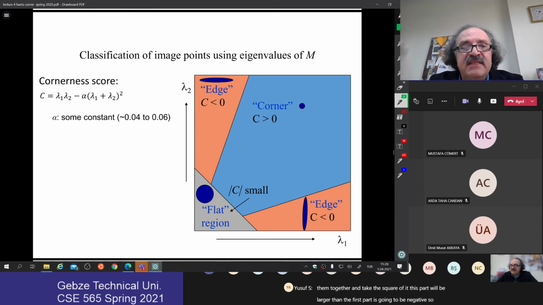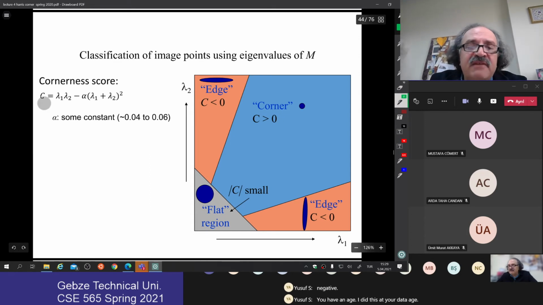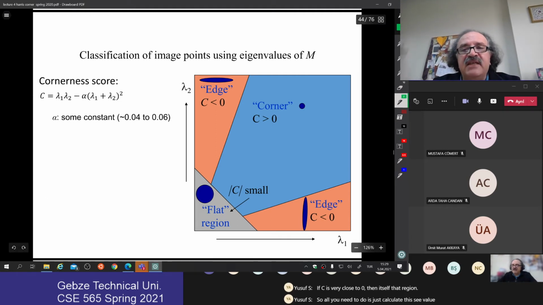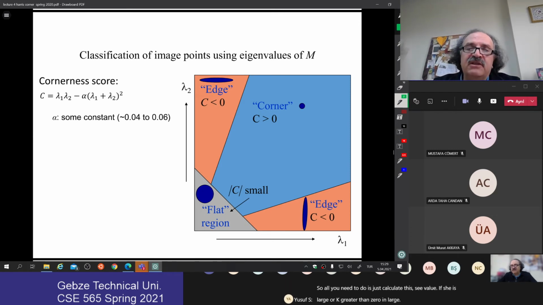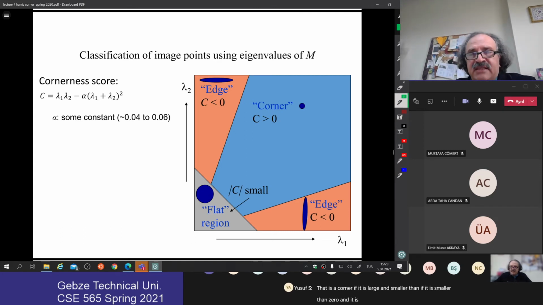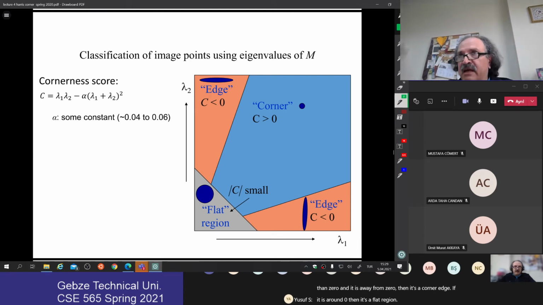So if C is negative, you have an edge, either this edge or that edge. If C is very close to 0, then it's a flat region. So all you need to do is just calculate the C value. If C is large, greater than 0 and large, then it's a corner. If it is smaller than 0 and away from 0, then it's an edge. If it is around 0, then it's a flat region. That's what Harris said in 1988.